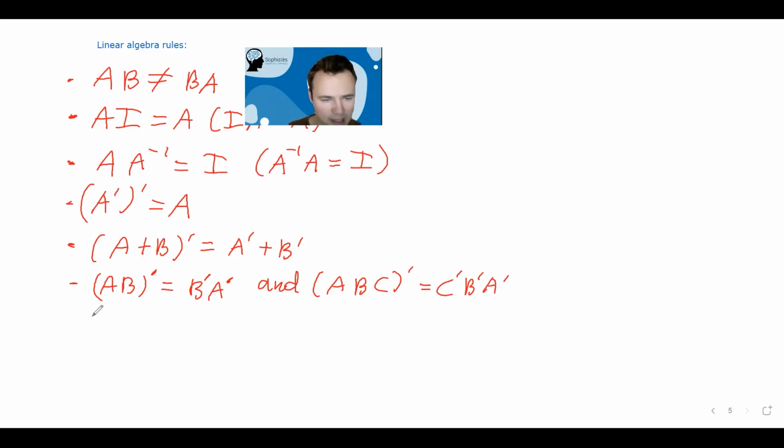And then you have this rule. That's pretty important. That is that it doesn't matter if you first take the inverse and then transpose it, or that you first transpose it and then take the inverse. That's basically what this rule tells you. It will give you the same answer. And remember, a transpose is something completely different than the inverse of a matrix, right? And I will show you later how to find the inverse of a matrix.